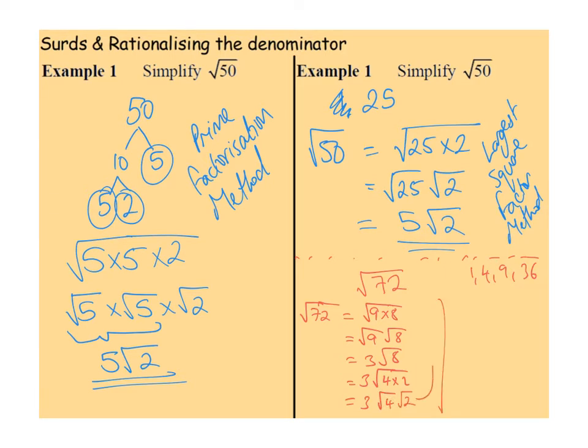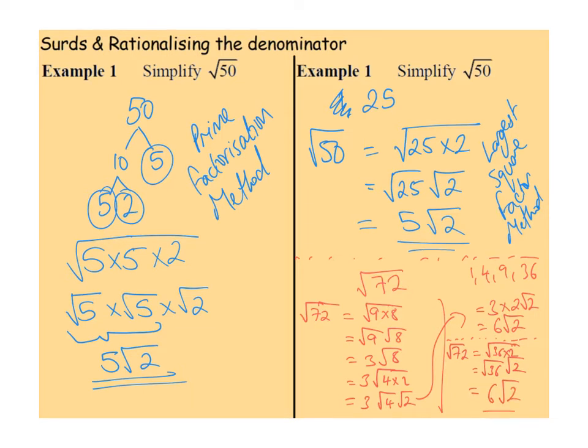And if I just go up here, 3 root 4 root 2 is 3 times 2 root 2, because the square root of 4 is 2. And 3 times 2 is 6, so that's 6 root 2. If I had chosen the largest square factor, which is 36, then this would have been much faster, because I would have got root 36 times 2, which is root 36 root 2, and the square root of 36 is 6, so that's 6 root 2.